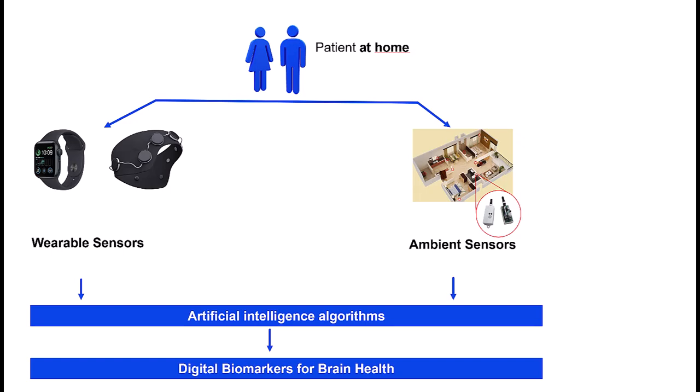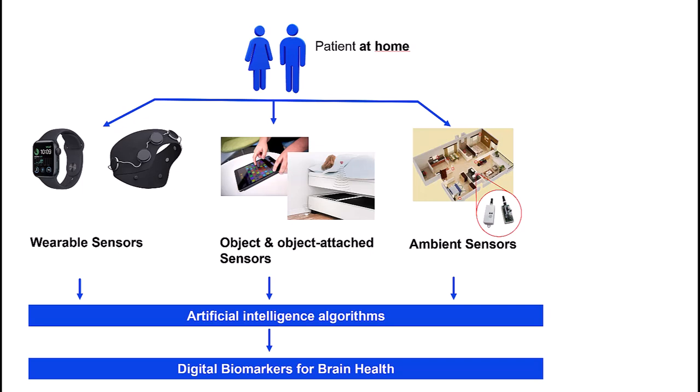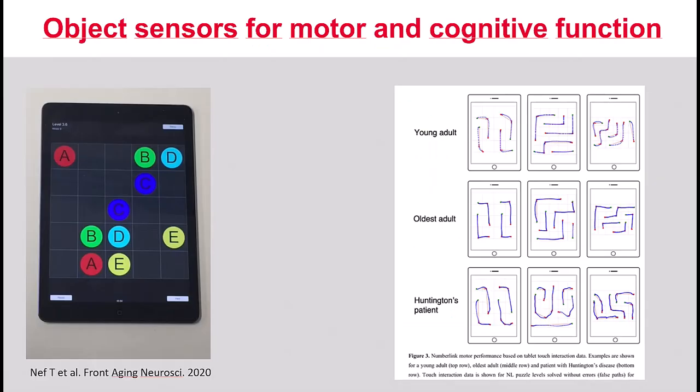Another type of sensor that we often like to use are what we call object or object-attached sensors. And one example here is the tablet computer that we can also use as a type of sensor for both motor and cognitive function. So in this specific example, we have a gamified task that is presented to the patient. In this example, it is to connect dots, as you see here, and to find the track that fits here.